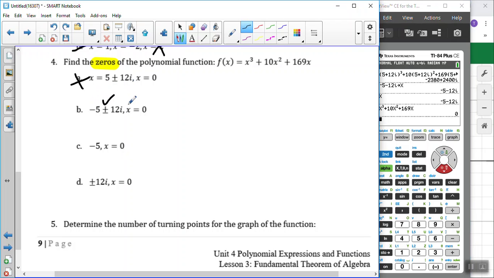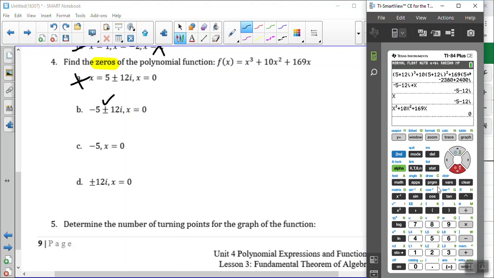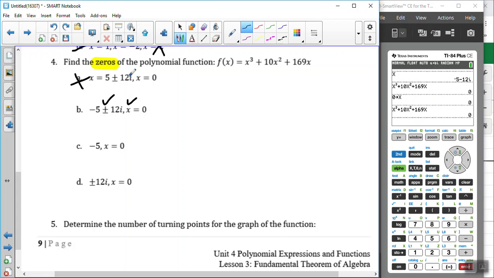Anyway, that one works, but I have to make sure that x equals 0 works too. So let me use the store button for that. I'm going to choose 0 and change the x to equal 0. So you have 0 store for x. I'm going to check my function again. And that gave me 0 as well. So both of these are zeros, or my roots, because when I plugged them back in, they gave me zeros.